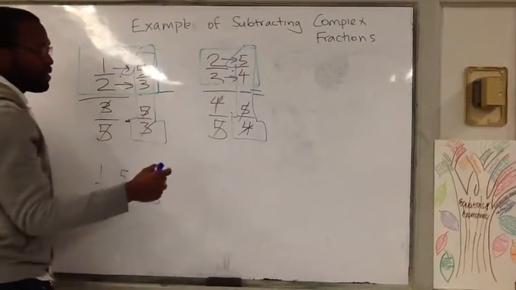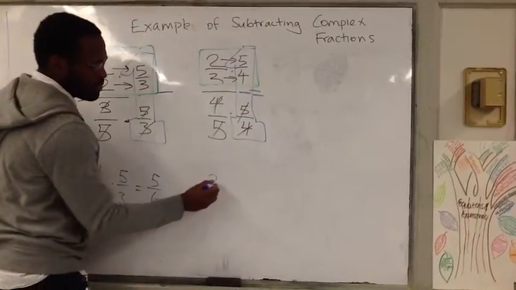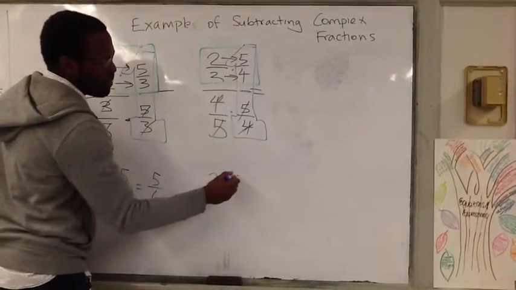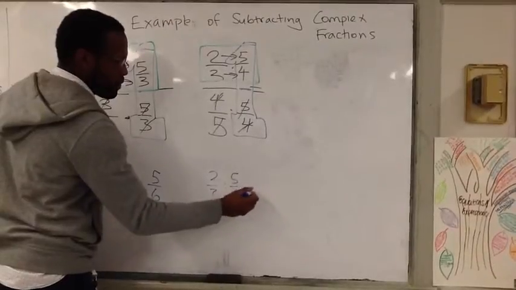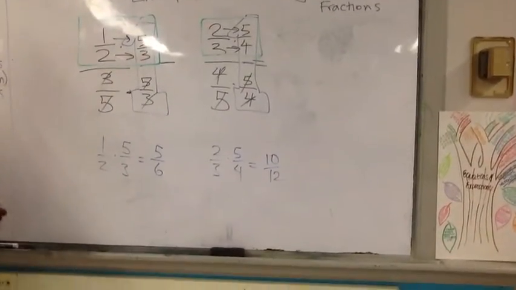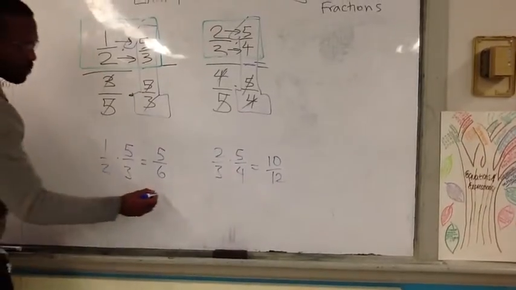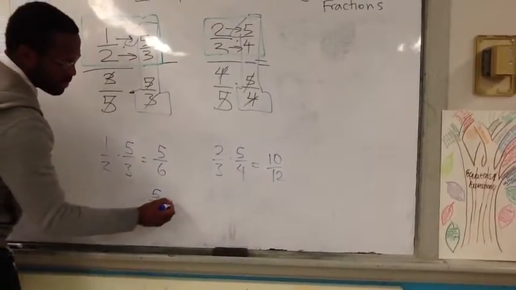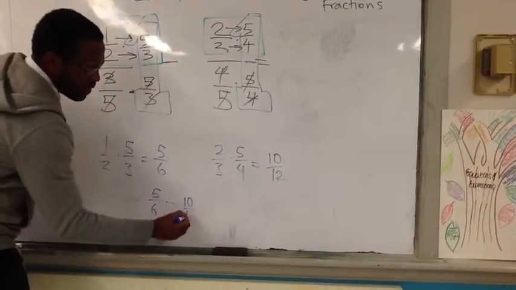And in the numerator, I get a multiplication problem again, which is 2/3 multiplied by 5/4, which is equal to 10/12. So now, the simplified problem is 5/6 minus 10/12.